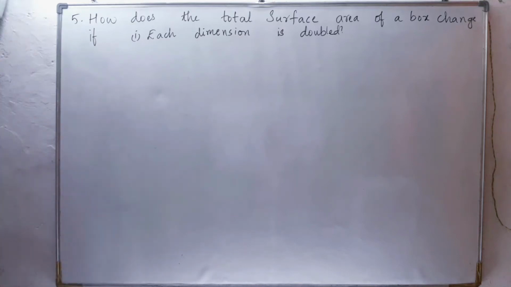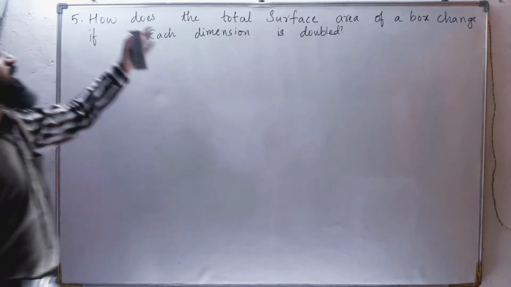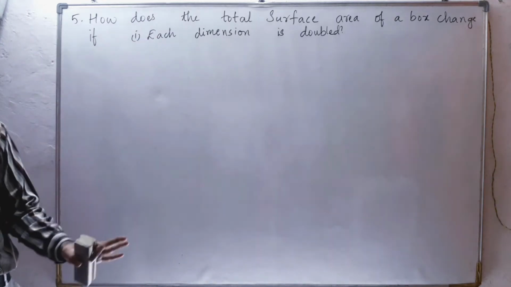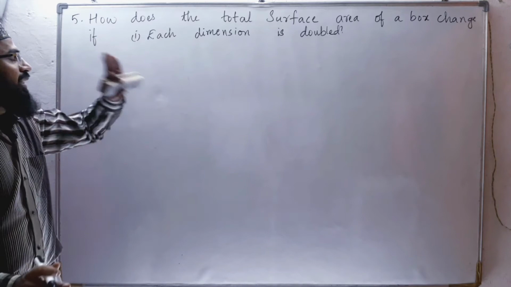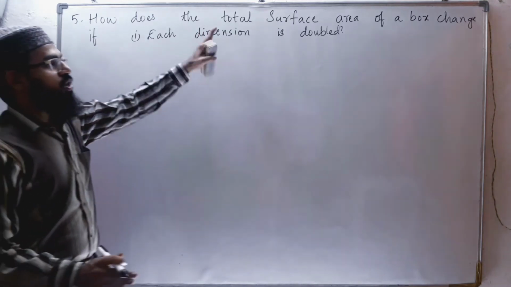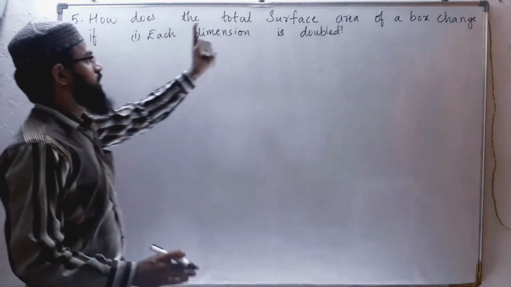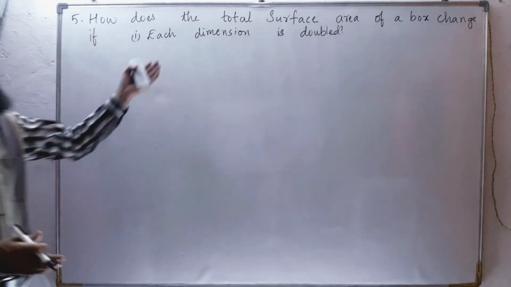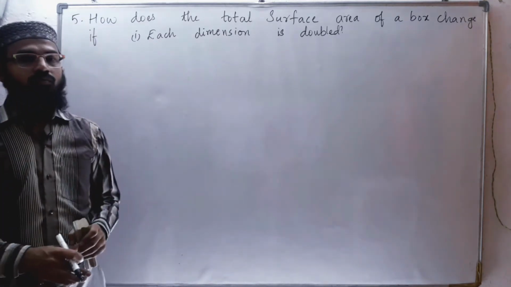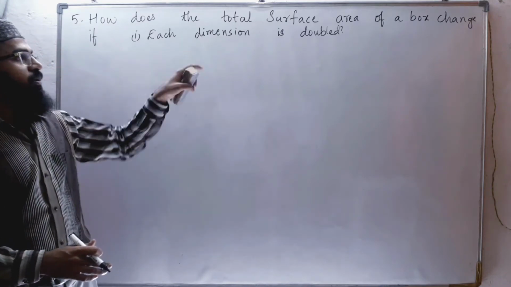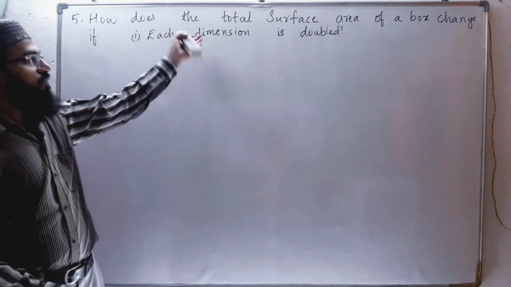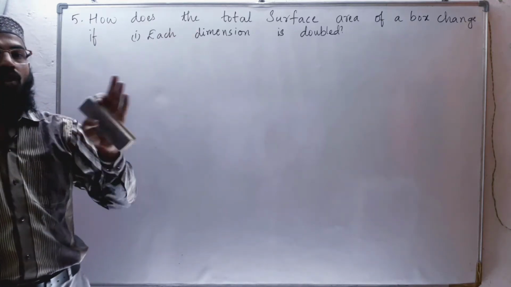Exercise number 10.1, fifth problem. How does the total surface area of a box, that means a cuboid, change if the dimensions are doubled? So if the dimensions are doubled, we have to find how many times the total surface area is going to change for that box.